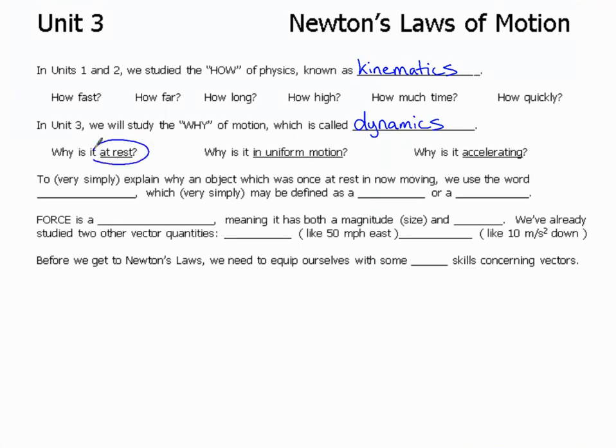Why is it at rest? Why is it in uniform motion? Why is it accelerating? To very simply explain why an object which was once at rest is now moving, we use the word force, which very simply may be defined as a push or a pull.